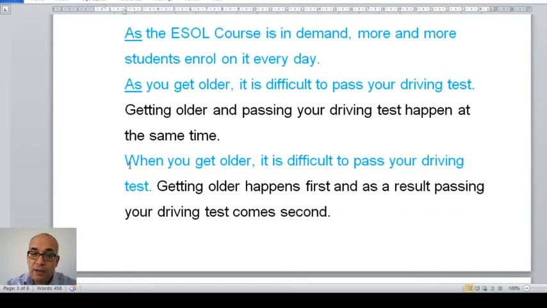Now here I use when. When you get older, it is difficult to pass your driving test. And the meaning here is different. So if I say as you get older, when you get older, there is a difference in meaning. When you get older, it is difficult to pass your driving test. What's the meaning of this sentence? It means getting older happens first, and as a result, passing your driving test comes second. So they don't happen at the same time. Number 1 is getting older. This is first. And number 2, which is as a result, comes second.